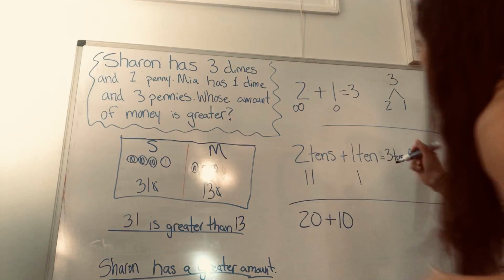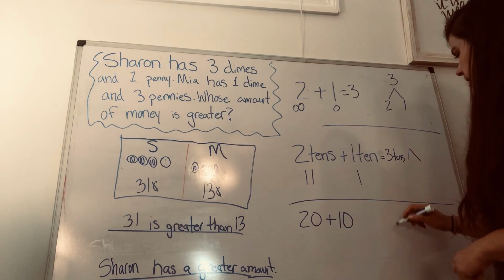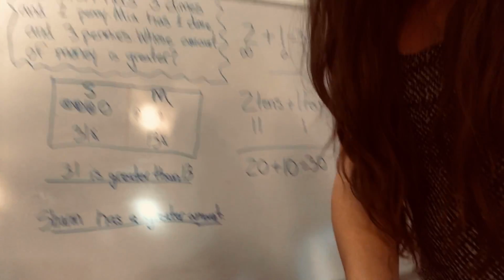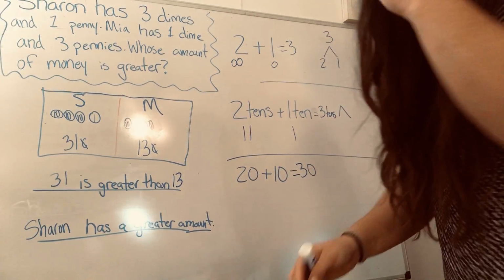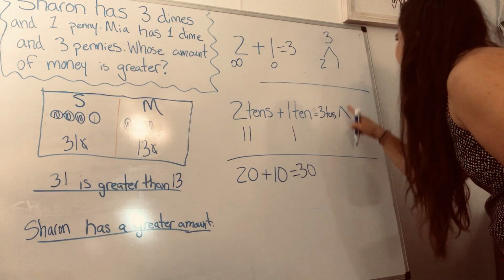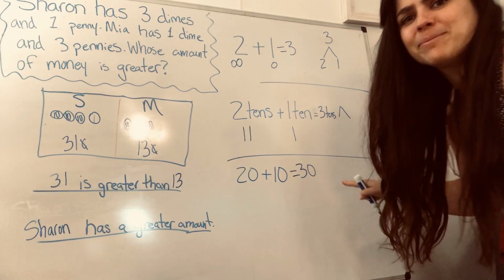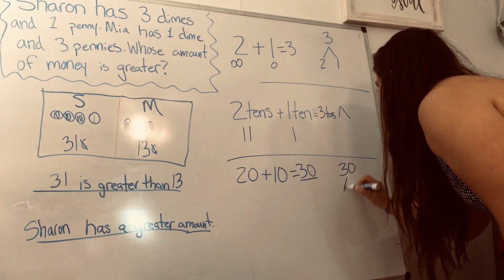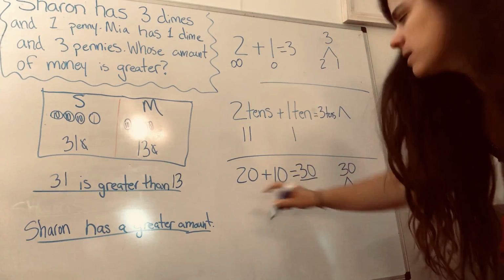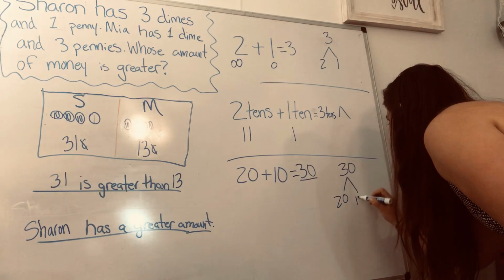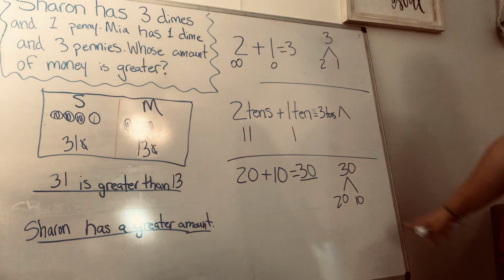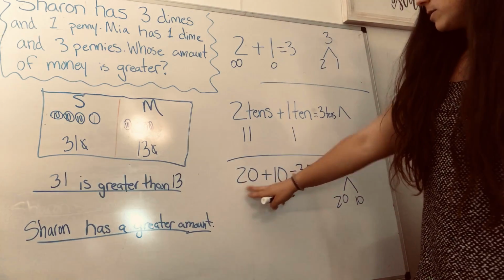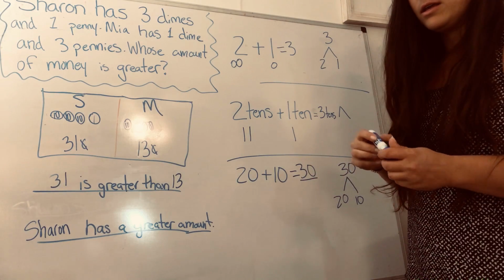Okay, so this time when I write my number bond, I am going to write my whole at the top. What do I end with? 30. And I'm going to split it into what I started with, 20 and 10 more. So here's my number bond. 30 equals 20 plus 10. 20 plus 10 equals 30.